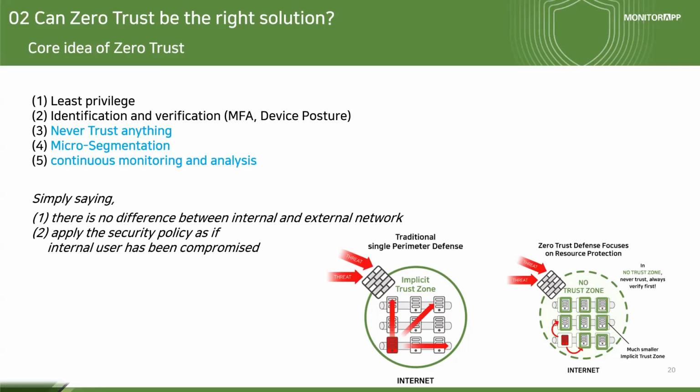So if you are an IT admin designing the IT environment, then you need some assumptions. Number 1 is that there is no difference between the internal and external network. And number 2, apply the security policy as if the internal user has been compromised.